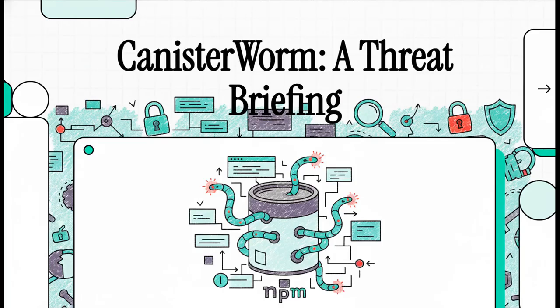All right, let's get right into it. We're here to talk about a pretty sophisticated supply chain attack that's been hitting the NPM ecosystem. It's called CanisterWorm. This is a critical threat briefing, especially for you folks on dev and security teams, because it uses some novel techniques for command and control and has some nasty worm-like behavior.